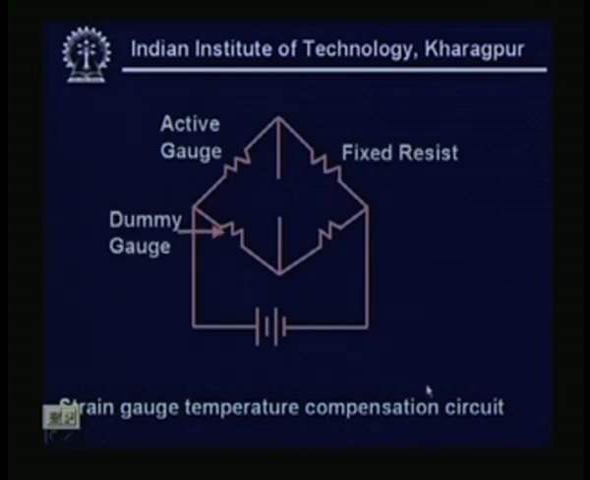I have an active gauge, one dummy gauge and fixed resistors. You see here, I have an active gauge. In the case of a strain gauge, I can measure with a single strain gauge also. Whatever the change of resistance, I will put on a Wheatstone bridge.